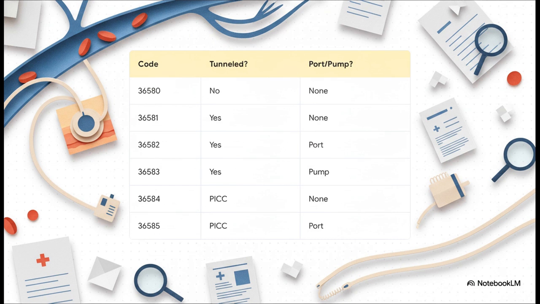And for PICC lines, peripherally inserted central catheters, replacing one of those over a guide wire is 36584. And a quick aside, that code importantly includes all the imaging guidance. But if that PICC is attached to a port and the whole shebang is exchanged, you land right at 36585.